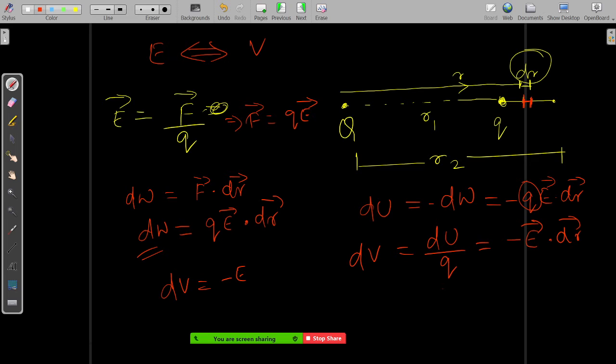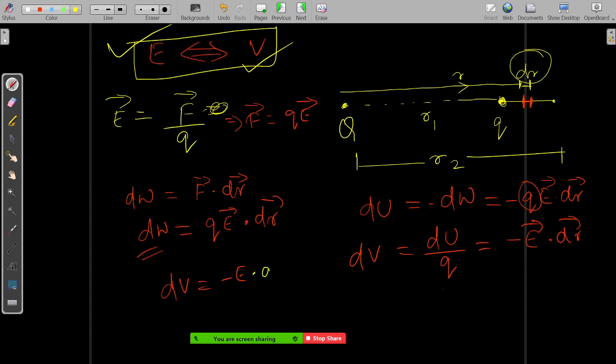This is what we were trying to find. What is the relation between E and V? The electric field is very important. One quantity is a vector quantity, and another quantity is a scalar quantity. We want to find the relation between these two terms.